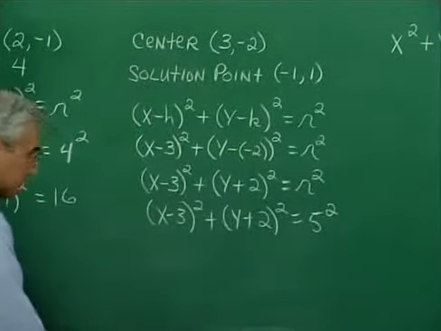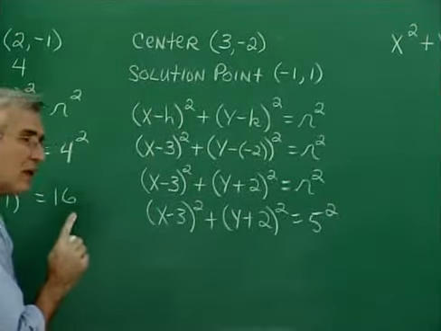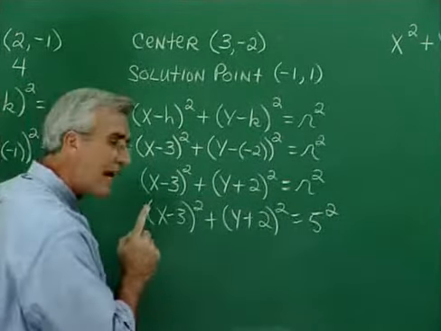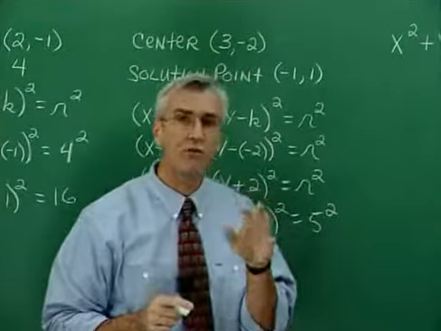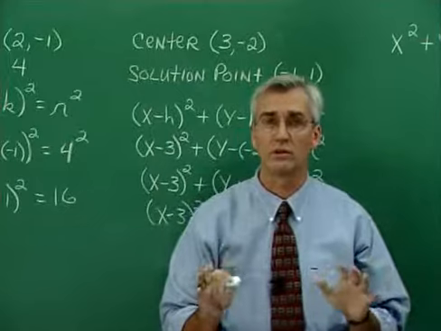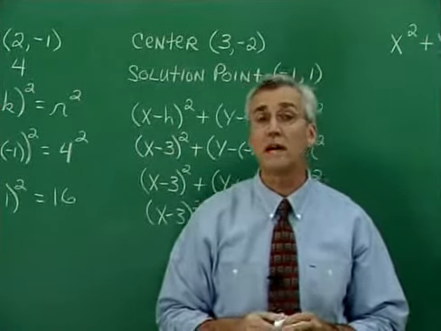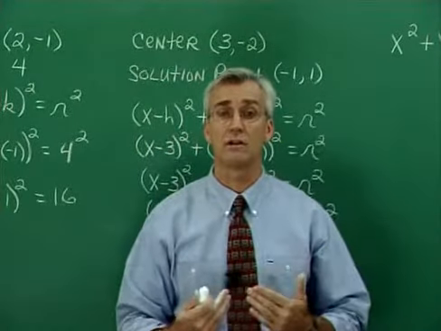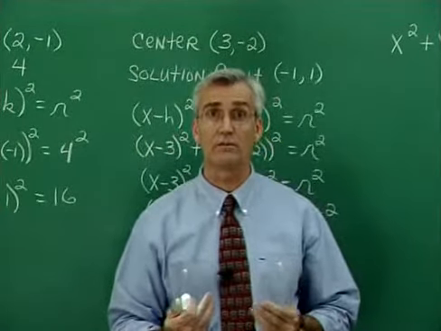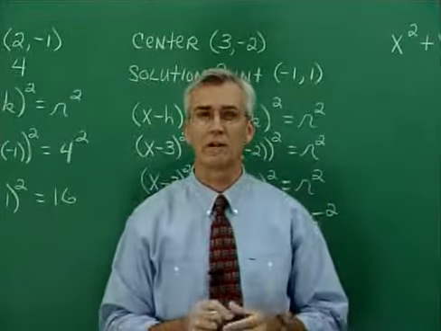Okay. Now, this equation is an equation which is in standard form. We call it standard form. There are 2 forms to equations that are important to us. One is called standard form, the other is general form. The standard form of an equation is a form which gives us information about the graph of the equation. The general form is an expanded form of the equation.